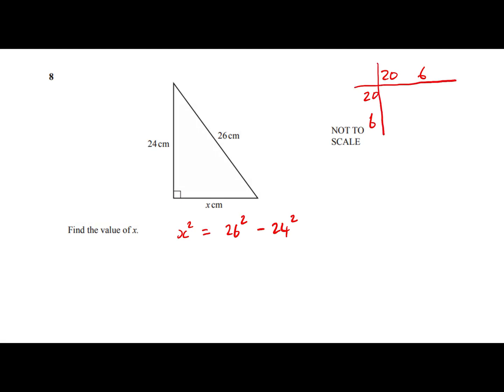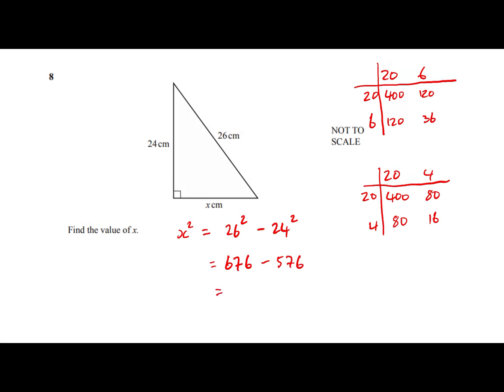Grid method, okay? That gives me 400, 120, 120, 36. Add them all together, that's going to be what? 640, 676. Okay? 24 squared, 24, 24. It's going to give me 400, 80, 80, 16, so that's 560, 576.